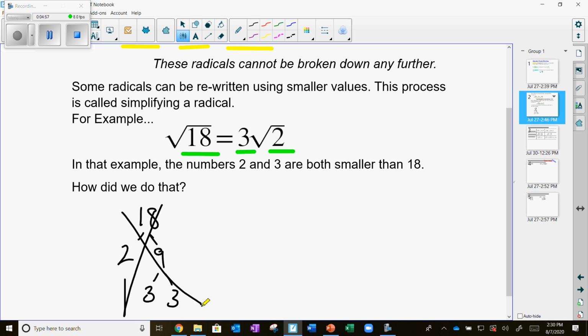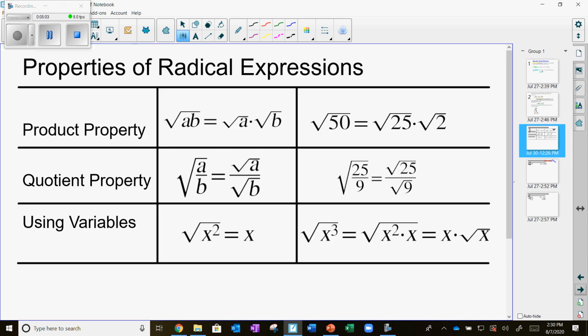What we are going to be doing is starting to use properties of radicals. On the next slide, we have two properties that we're going to illustrate. The first property is the product property. Hopefully we all remember that product is really just the fancy mathematical word for when things get multiplied together.